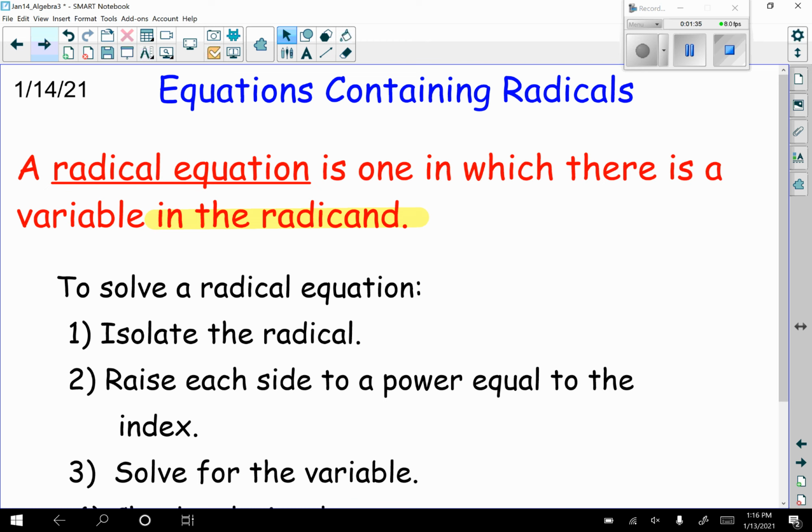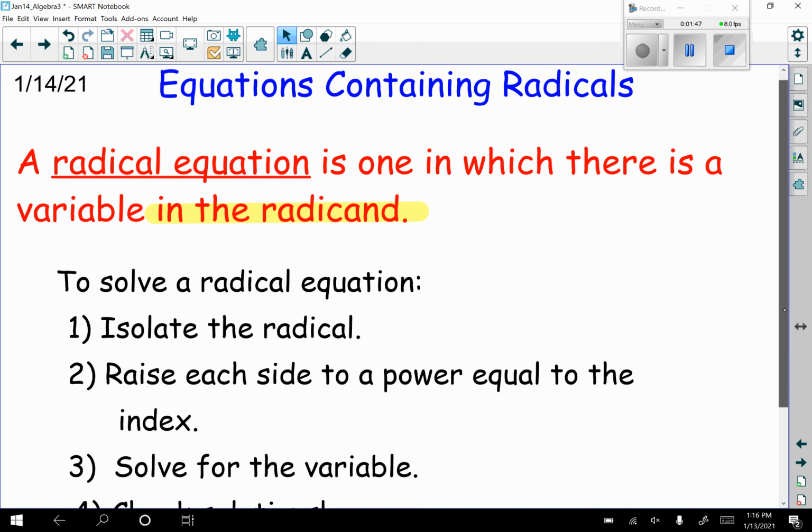Then we want to raise each side to a power equal to the index. So if it's a square root, we want to square both sides. If it's a cube root, we want to cube both sides. If it's a fourth root, we want to raise both sides to the fourth power. Then we continue to solve for the variable.